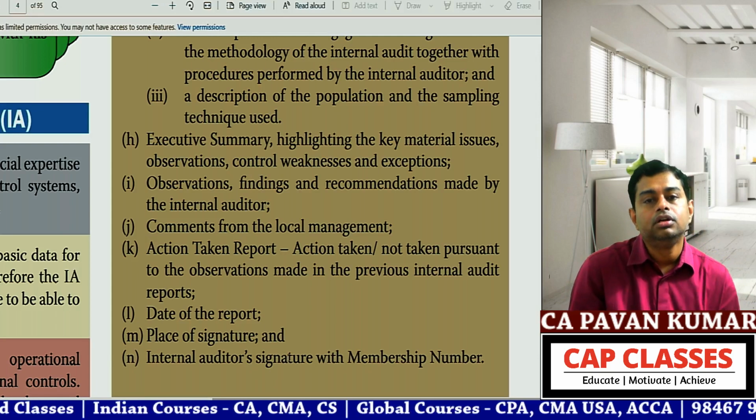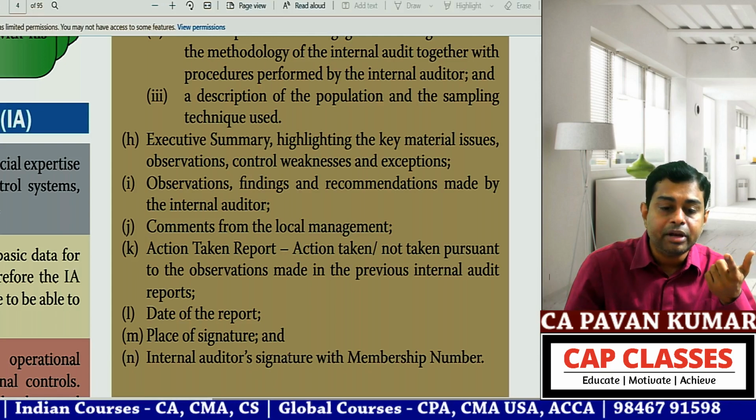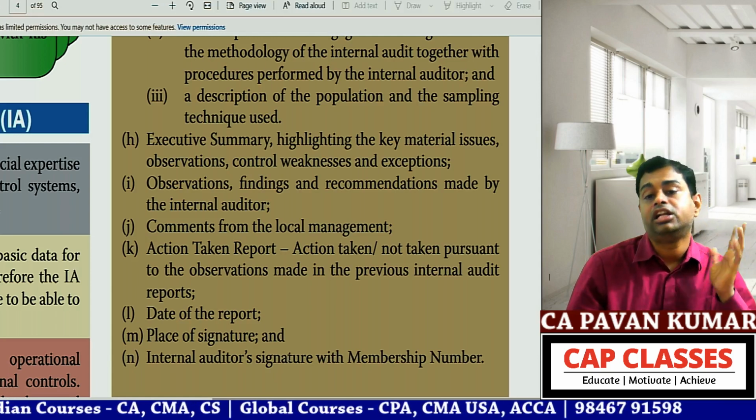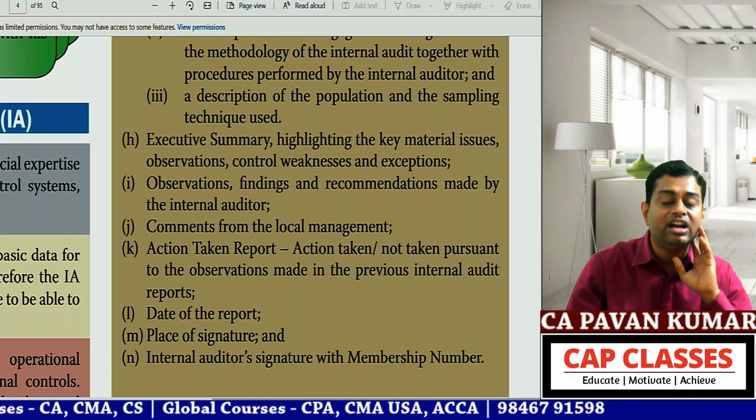That's all. So what are the changes? Distribution list, executive summary, recommendations. These 3 are additions. All remaining paragraphs are same like our SA 700.